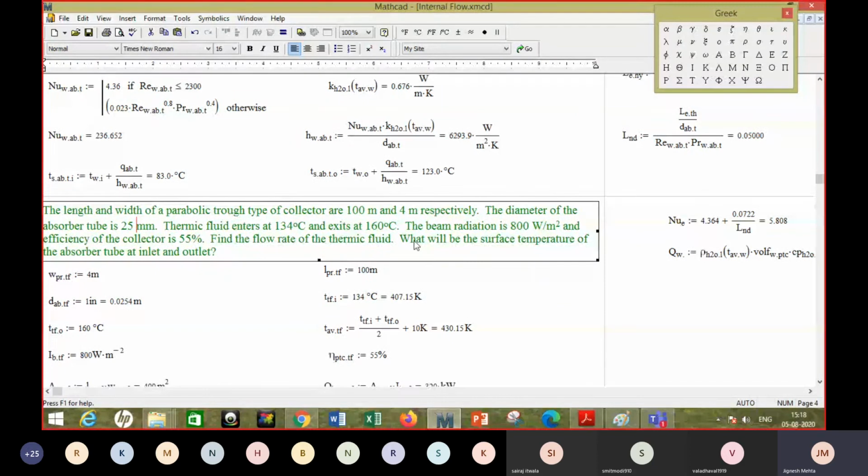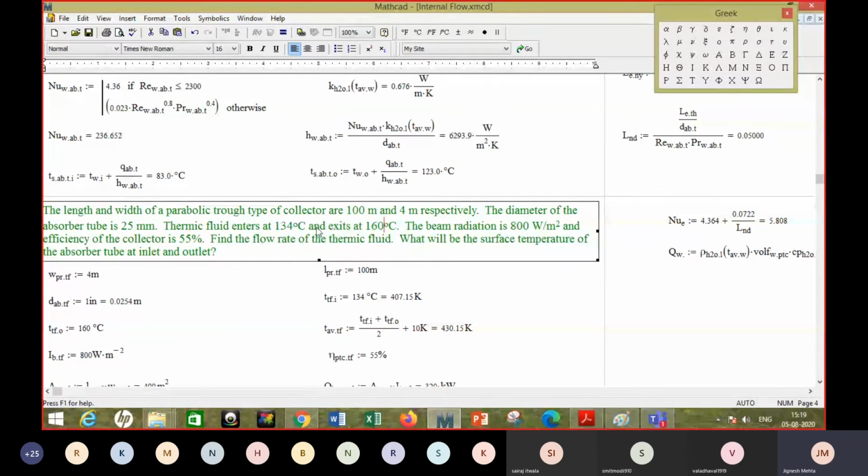And these types of solar collectors can use only the beam radiation, the normal beam radiation. The beam radiation is 800 watt per meter square, and the efficiency of the collector is given to you. You may take it as 55%. So you have to find what is the flow rate of the thermic fluid. You have to heat it from 134 to 160.